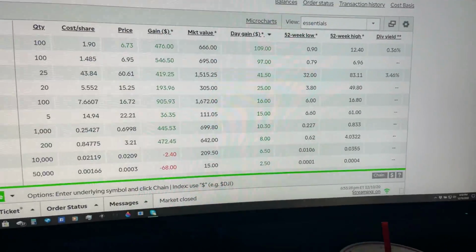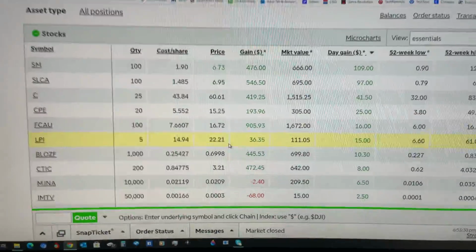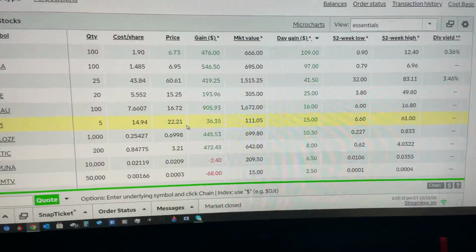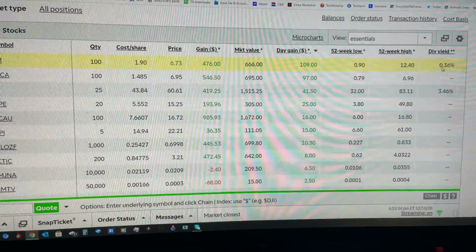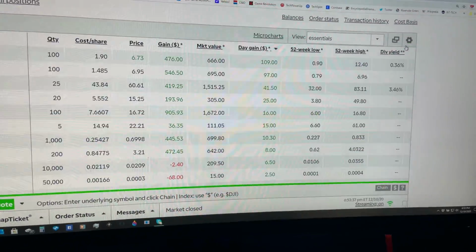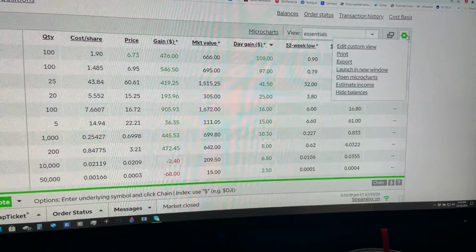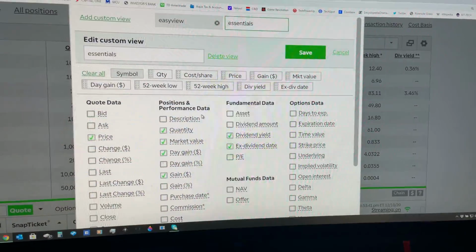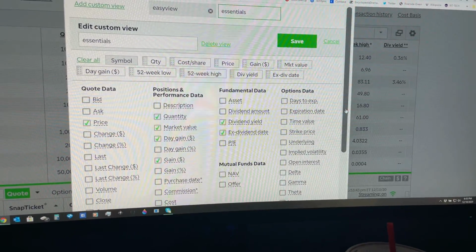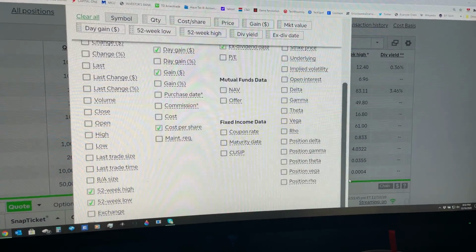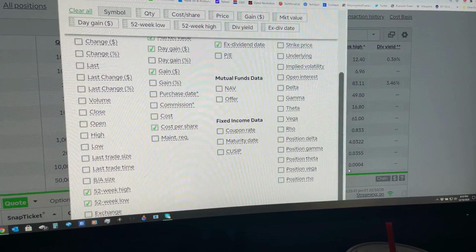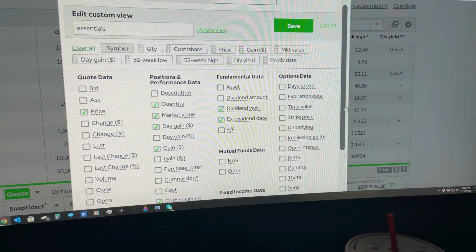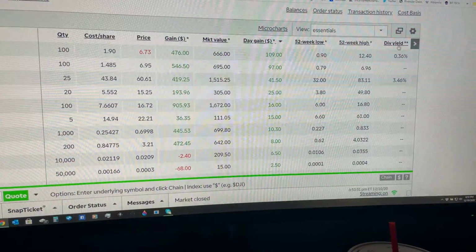One of the reasons why I like using TD Ameritrade is because you can do a custom view of everything that's happening within your portfolio. So if I click right here on the settings button, I can edit the custom view and add and delete things. There are some people who are way better at day trading than I am, and they would be able to edit this to their liking. But I really like this because of that.